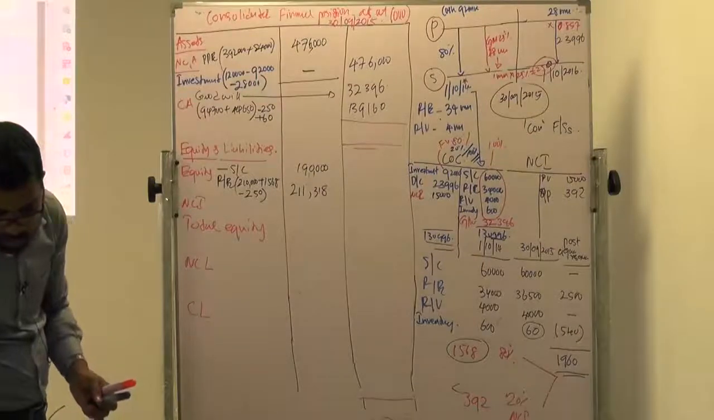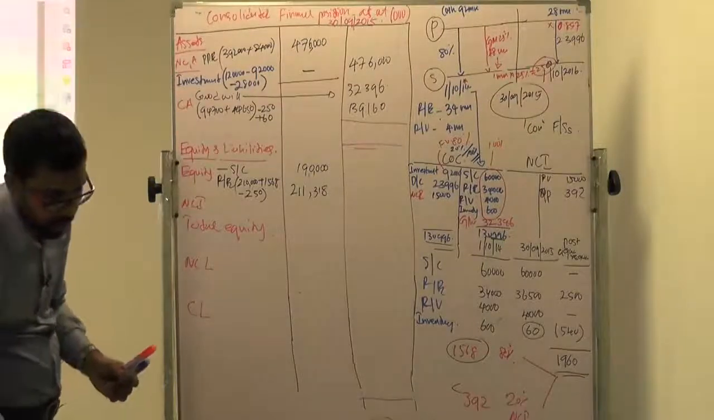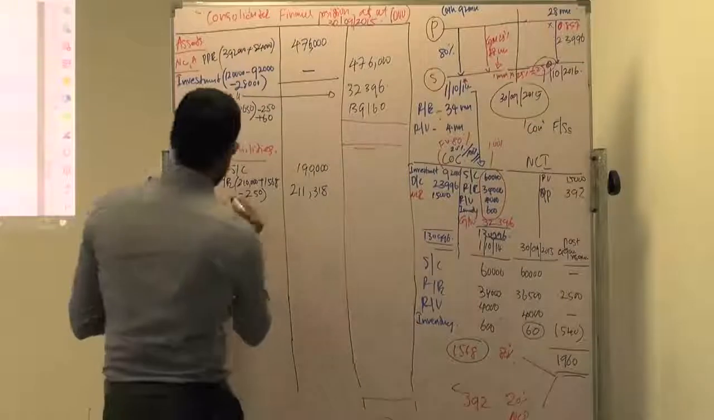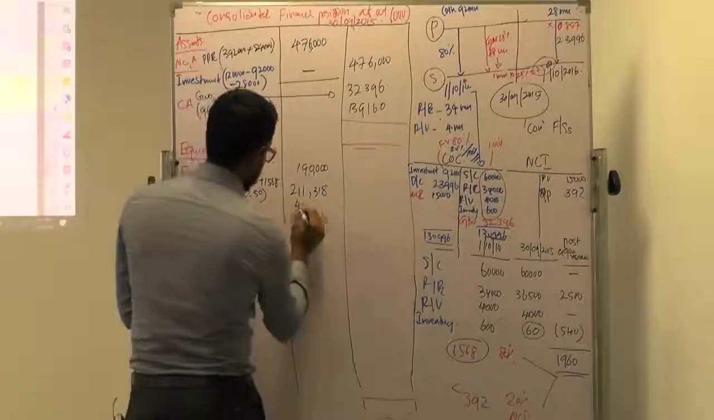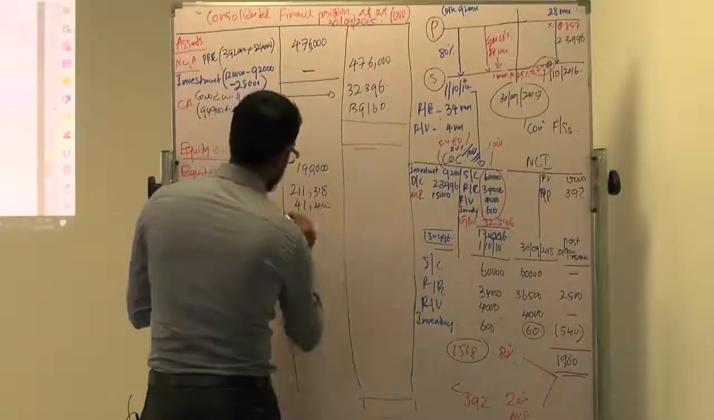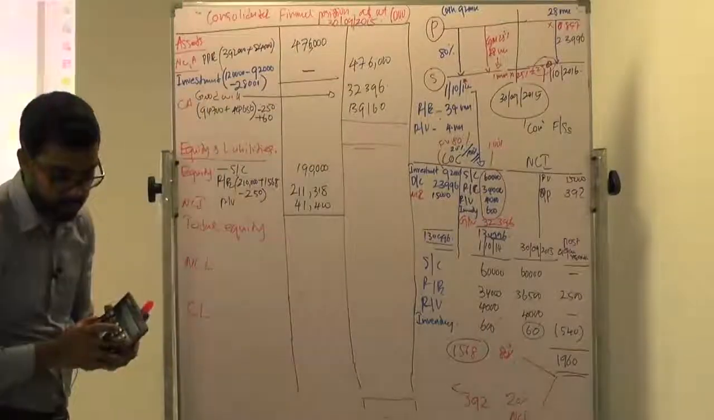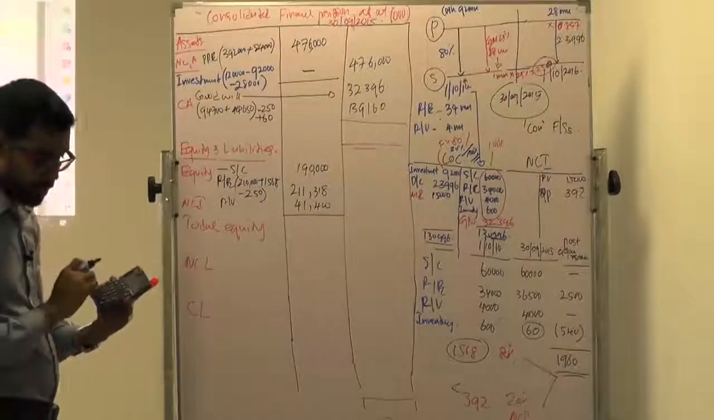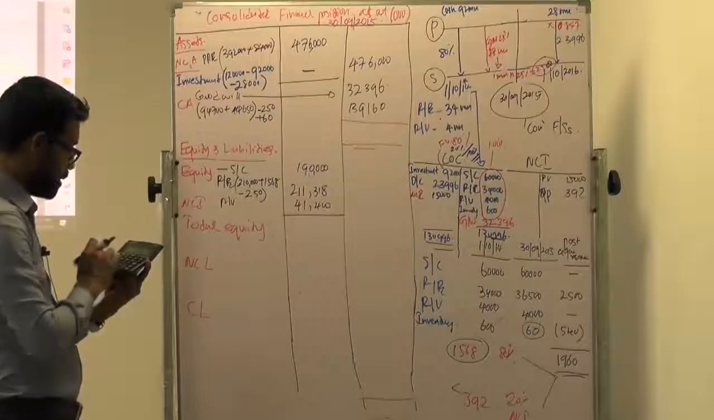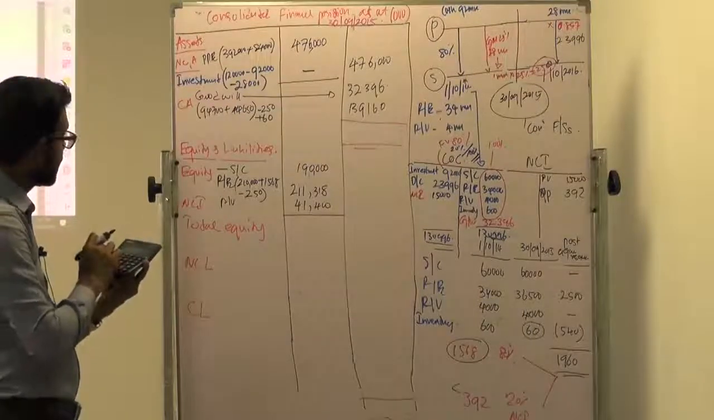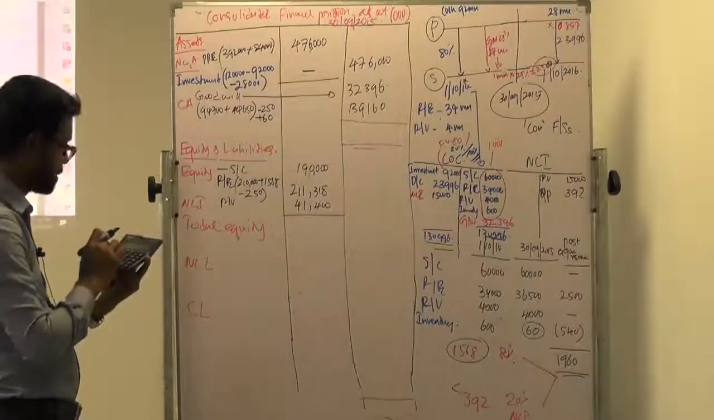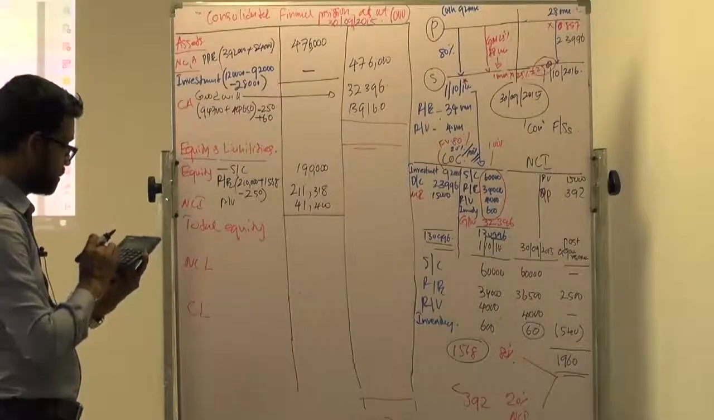How much? 41,400. Revaluation reserve 41,400. So all these things add together and take to the next column. How much? 190 plus 211,318 plus 41,400.